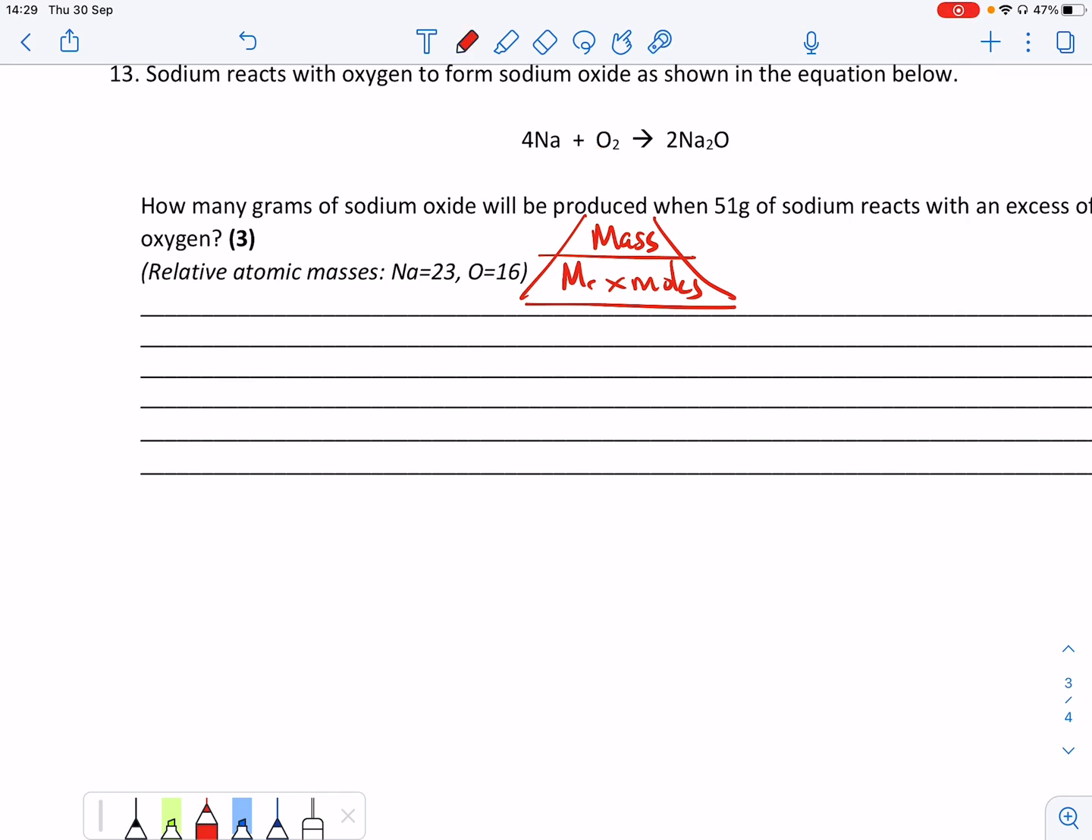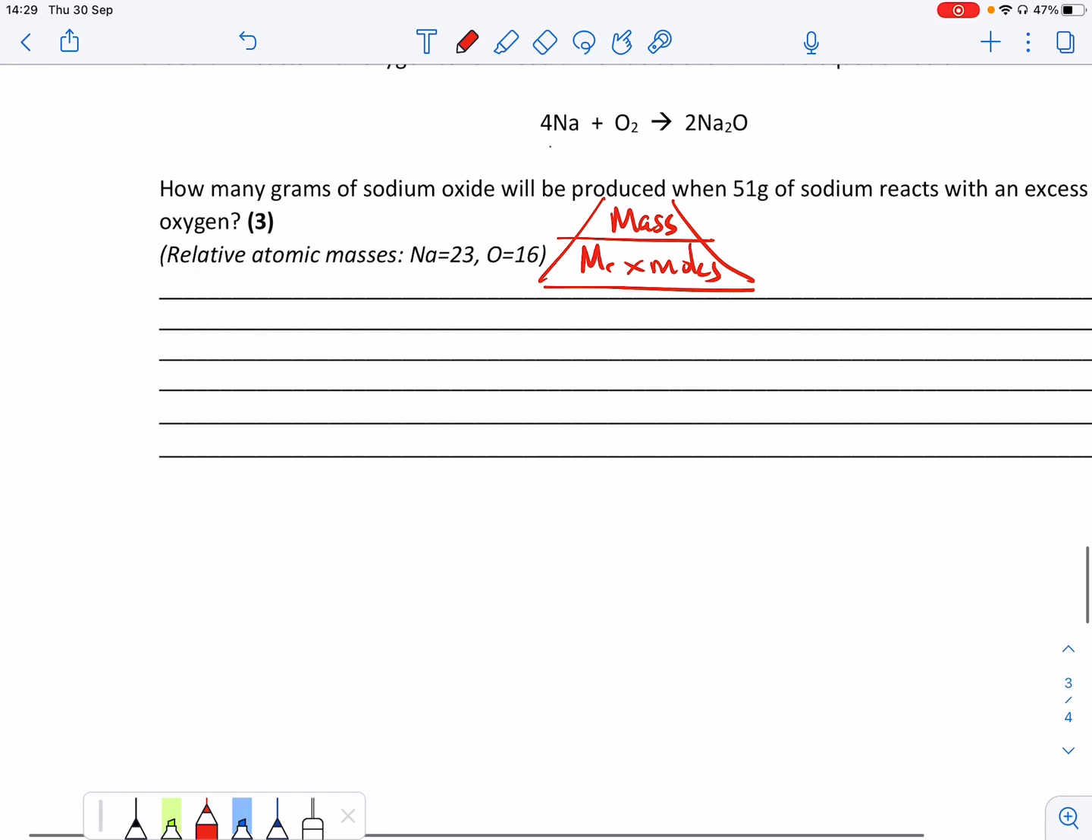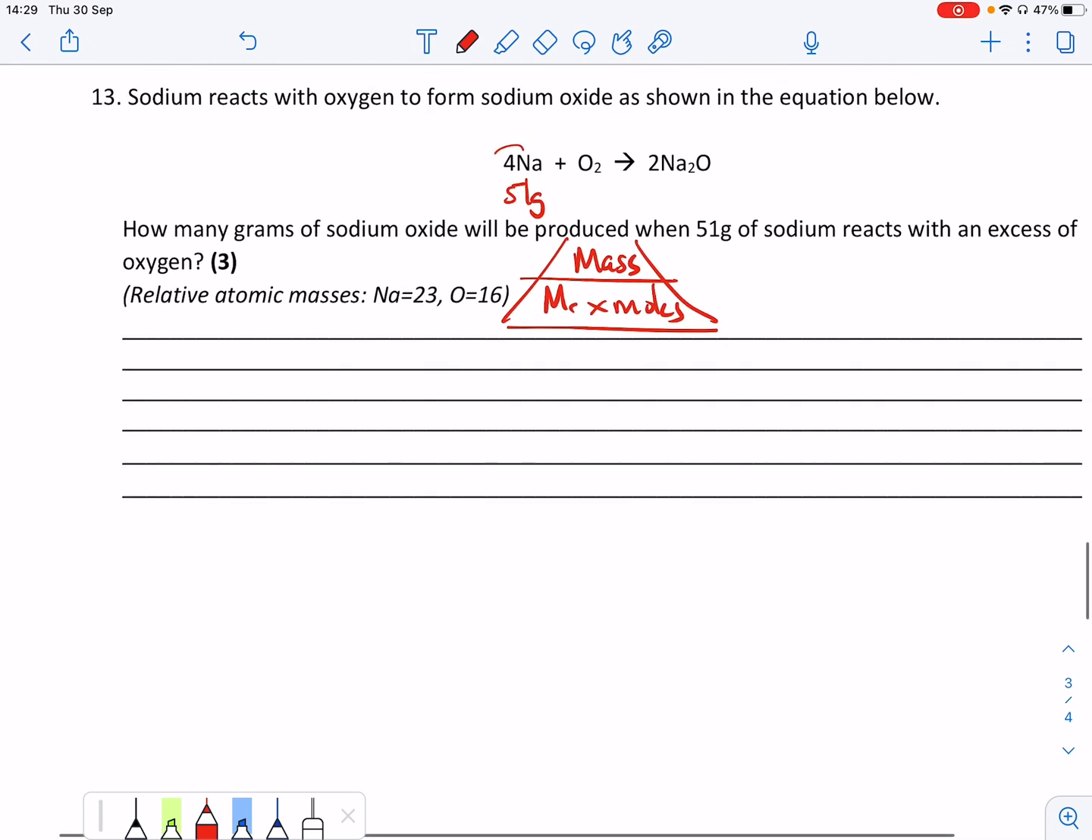So to do this question, I'm going to write down here that we have 51 grams of the sodium, so I'm interested in this. I need to consider this. And the other thing I need to find out is the mass of this that will be produced. So I'm also interested in this. So I'm going to ignore the oxygen. The oxygen is in excess. That means it will help the sodium to react. But I'm only interested in the two chemicals I've drawn my circles around.